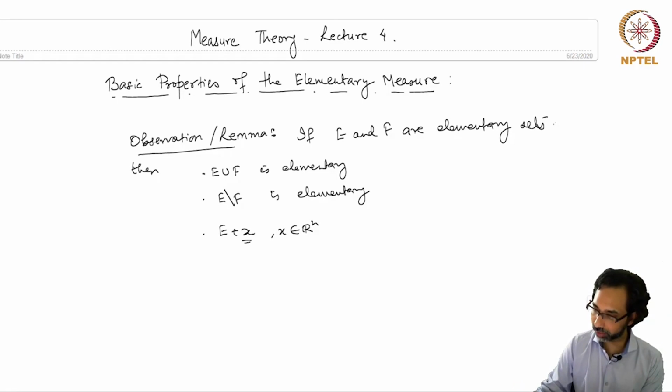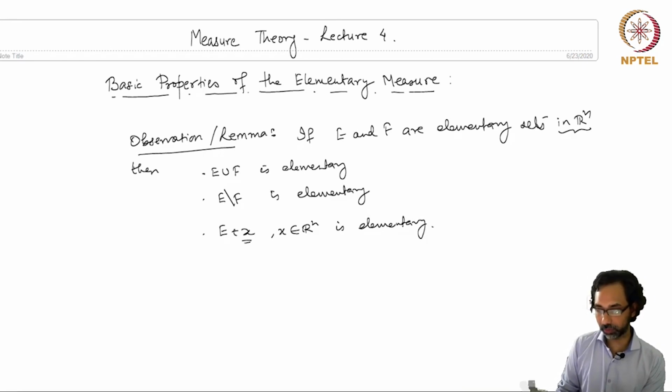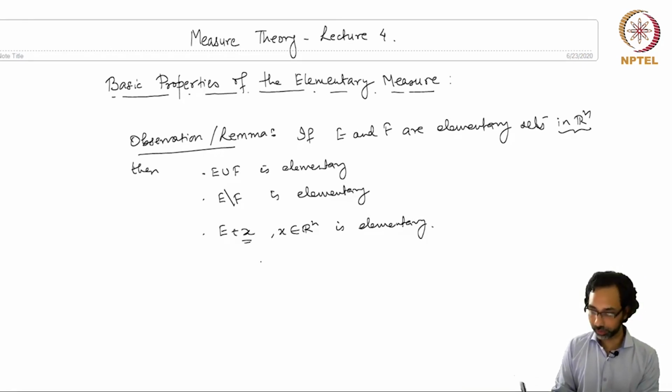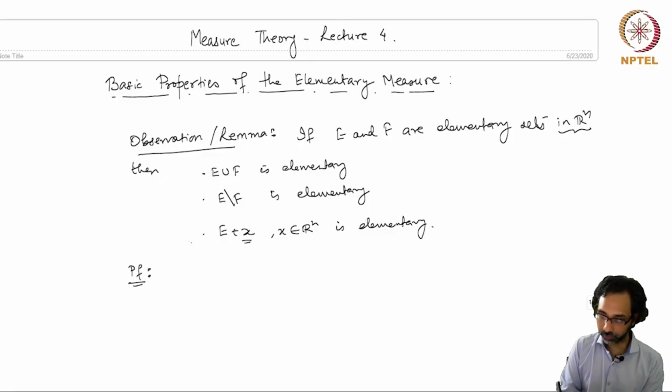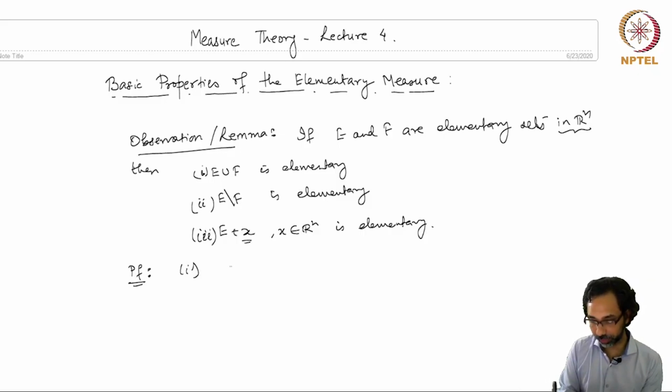So let us suppose that we are in Rn. So if you translate it by a vector x in Rn, then this is also elementary. This we have already seen before, but let us review it here. Now the proof is quite easy. So for the first part, so let me put numbers here. So for the first part, it's very easy.